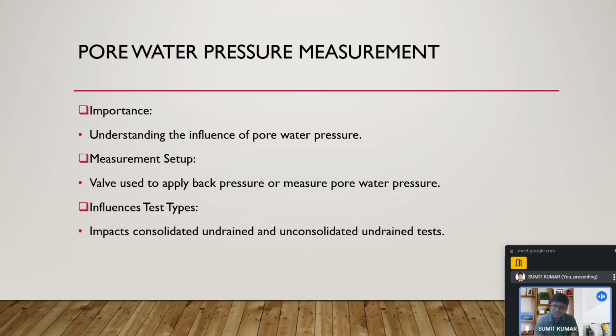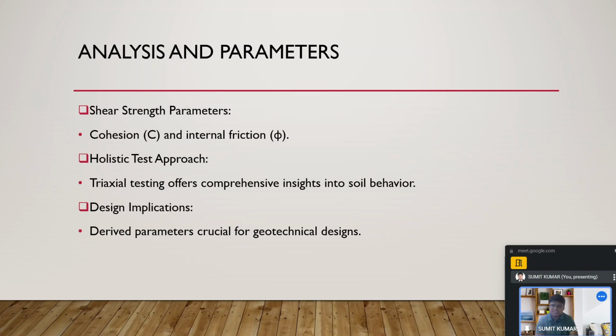We are majorly using these tests only, but in other tests as well, pore water pressure measurement is a trivial work for geotechnical engineers. So the measurement setup, the valve is used to apply the back pressure or to measure the pore pressure. And when you talk about the influence on test types, it impacts the consolidated undrained and unconsolidated undrained tests. This is done by this.